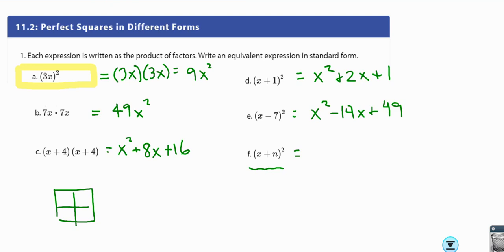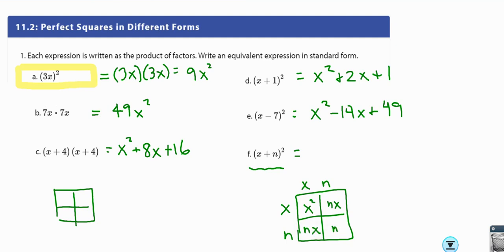So this is the tricky one. I'm curious to know what strategies you tried, but since you can't have a conversation with me right now, let's think about it. You may have tried this strategy and wrote out a box and said, okay, x squared, this would be nx, this would be n number of x's, and n times n would be n squared. And then these two are like terms. So we end up with x squared plus 2nx, and then plus n squared.